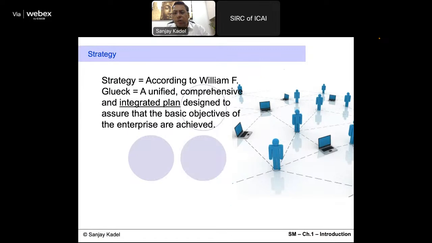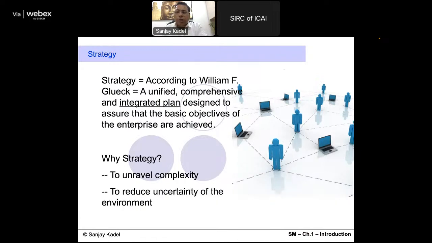According to another author, William F. Glueck, strategy is a unified, comprehensive, and integrated plan designed to assure that the basic objectives of the enterprise are achieved. Again, I'll repeat. According to William F. Glueck, strategy is a unified, comprehensive, and integrated plan designed to assure that the basic objectives of the enterprise are achieved. Can we recall what are the basic objectives of the enterprise? Survival, stability, growth, efficiency, and profitability.